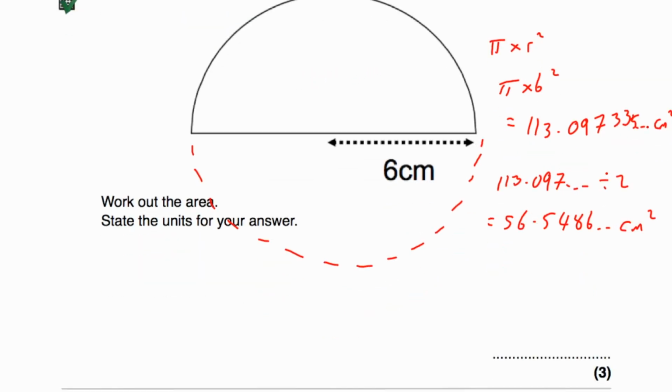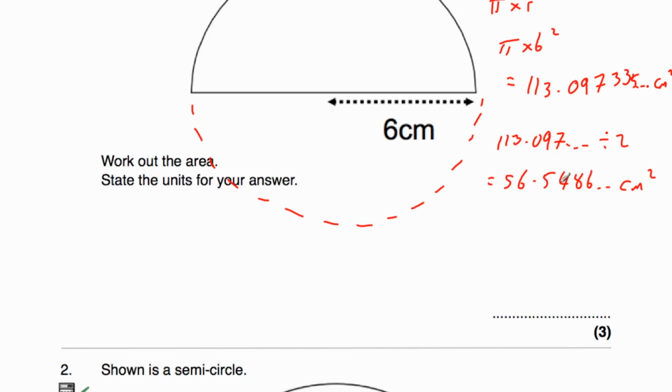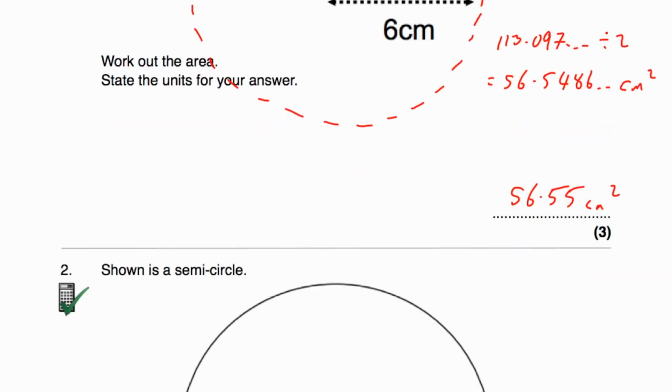Now let's round our answer. So our answer was 56.548. Let's round it to 2 decimal places. Because it's an 8, we're going to round up. So our answer would be 56.55 centimeters squared. So that is the area of that semicircle. We found the area of the whole circle and then halved it. Okay, let's look at question number 2.